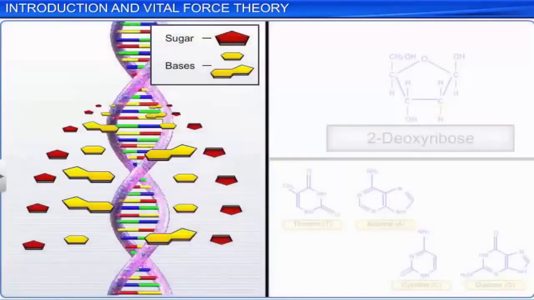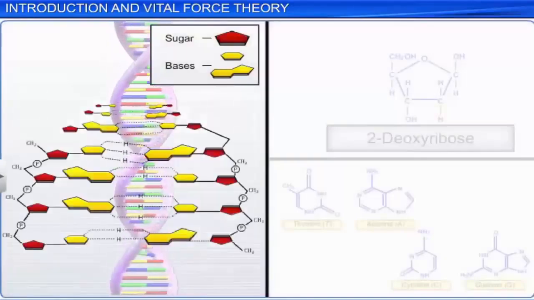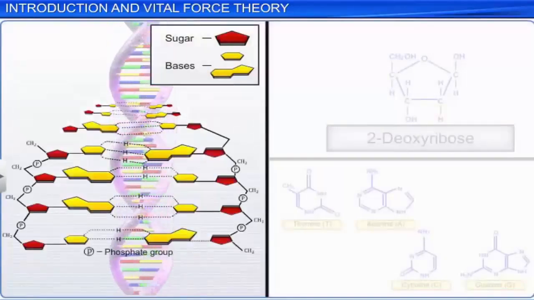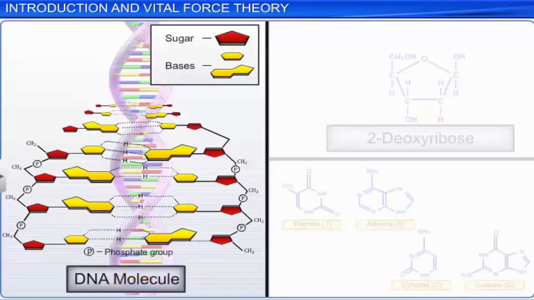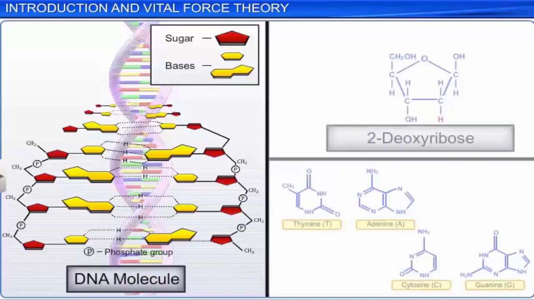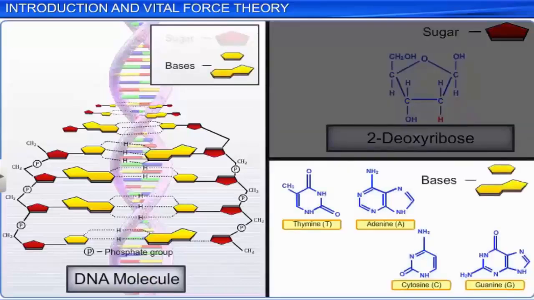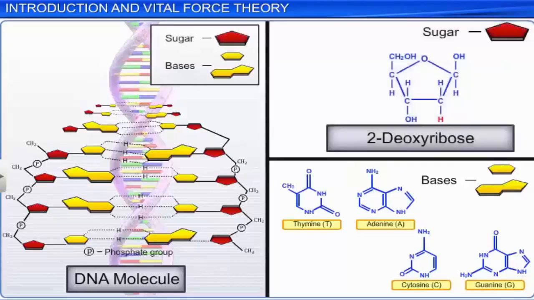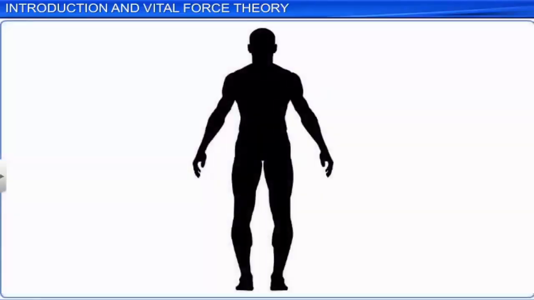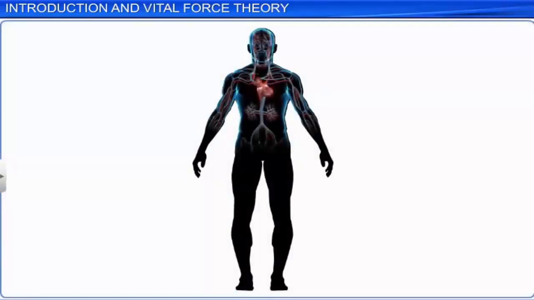Organic compounds form the basis of life. For example, deoxyribonucleic acid, or DNA, is made up of sugar-like 2-deoxyribose and nitrogenous bases. They are also found in blood, muscles, and skin.